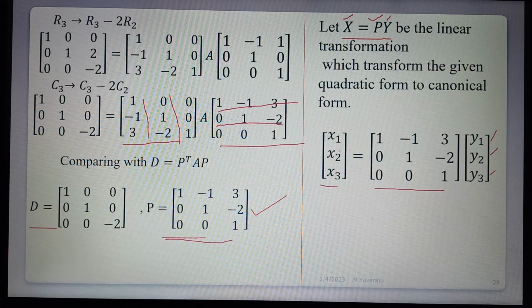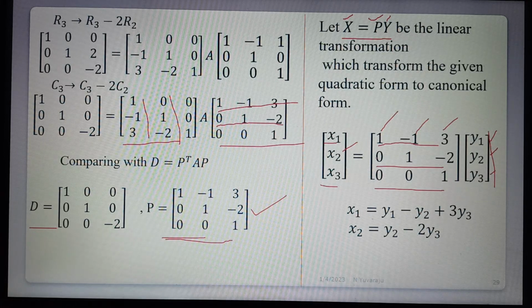Equating, x1 is the first row multiplied with the first column and added, that is x1 is equal to y1 minus y2 plus 3y3. Next, the x2 element: x2 is the second row into the first column, that is x2 is equal to 0 y1 plus y2 minus 3y3. Next, x3 is the third row, 0 into y1 plus 0 into y2 plus y3. So this is x3. So this is the linear transformation.